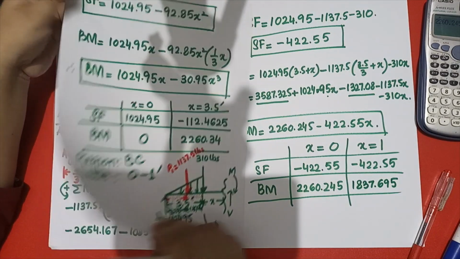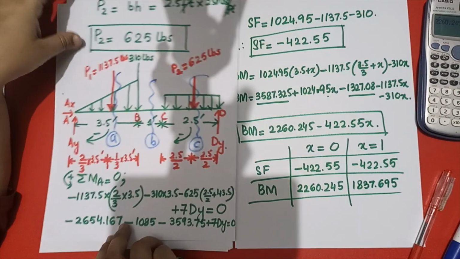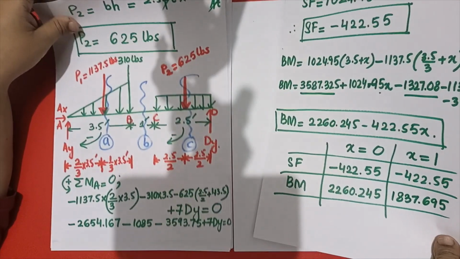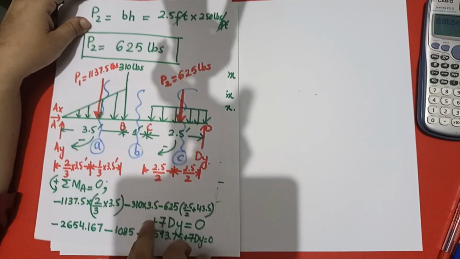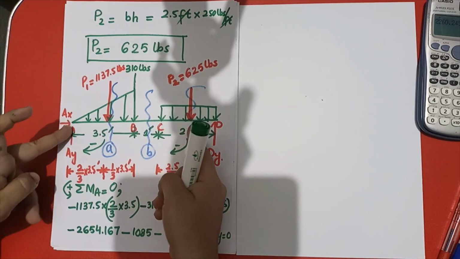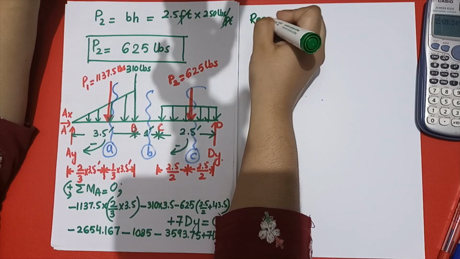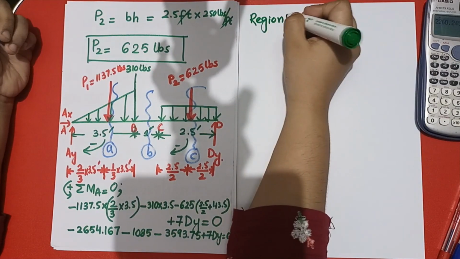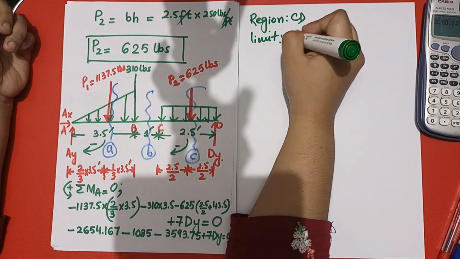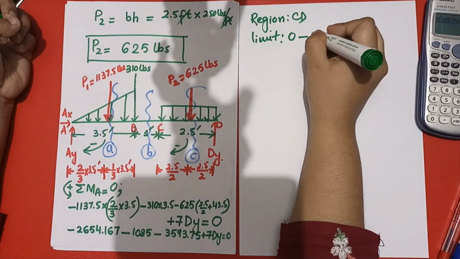Now only one region is left, and what is it? This is region CD. And how can we do the solution for this? So now which portion do we have to take? Where the section is cut. So we have to select all these portions for this. So now I am moving towards region CD. The limit will be 0 to 2.5, 2.5 feet.